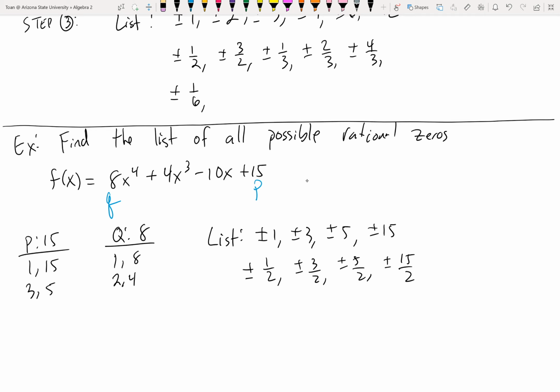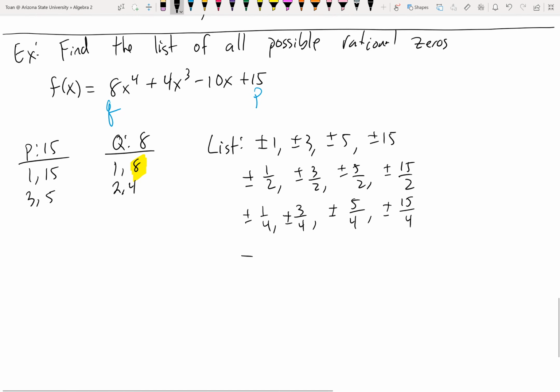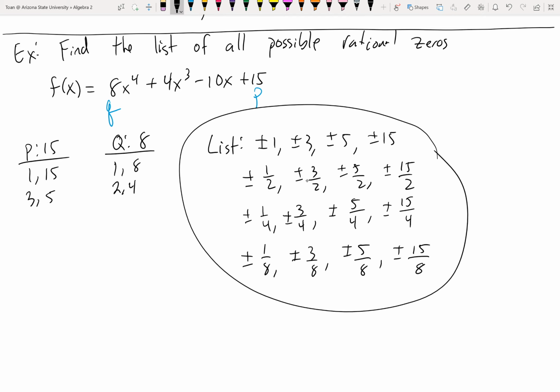Move on to the 4. Divide everything by 4. 1 divided by 4, 3 divided by 4, 5 divided by 4, 15 divided by 4. Move on to the 8. Divide everything by 8. 1 divided by 8, 3 divided by 8, 5 divided by 8, 15 divided by 8. So in this case, we had to write down everything because nothing reduced, so that's the entire list of all possible rational zeros. If this function had a rational zero, I'm not saying it does, but if it did, it's guaranteed to be in this list of numbers here.